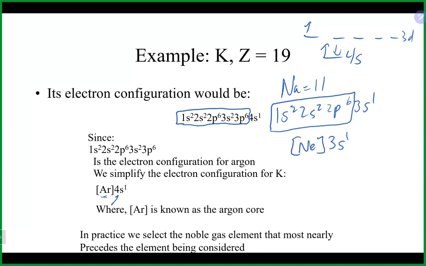So if you want to do sort of a shorthand, it's very commonly written like that. You always want to go back to the noble gas on the periodic table that comes right before it. You put that in sort of brackets, and that represents its configuration. And then you continue on. Any questions on electron configuration there?